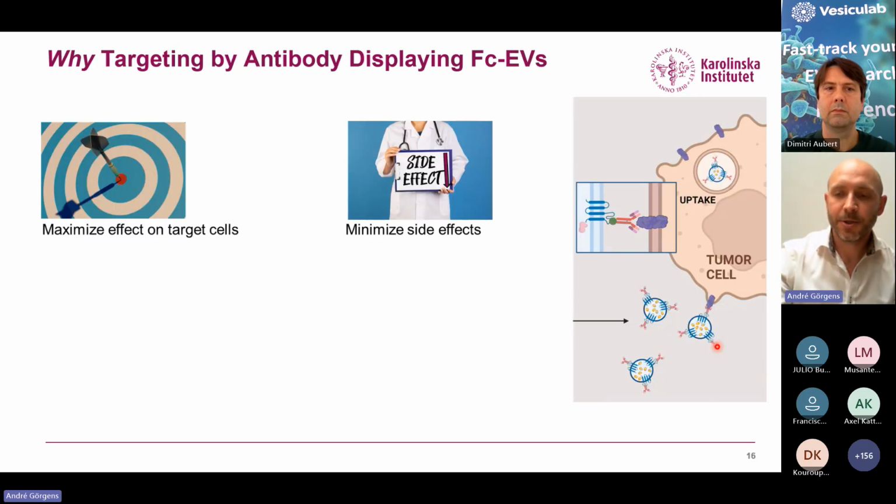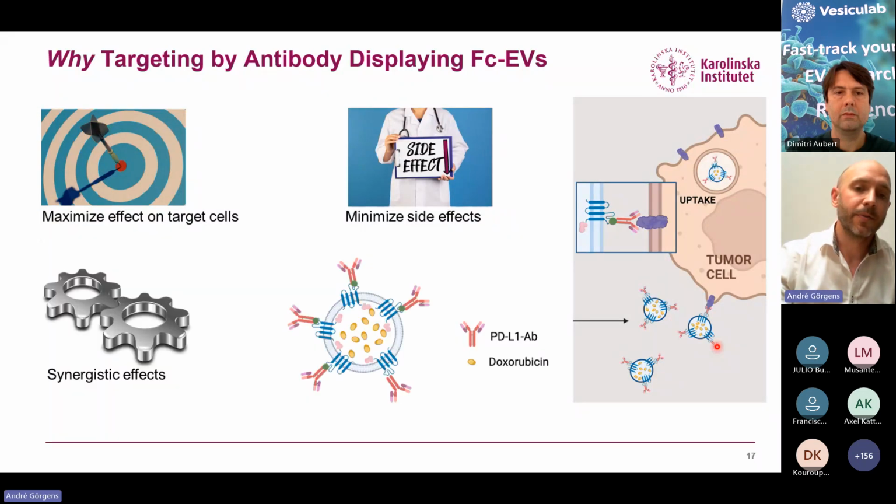So going back to the reasons why we want to do this, because I think that's important to keep in mind at all times. Of course, these are proof of concept models we're dealing with here. And targeting to start off with, the main idea of any targeted therapy is, of course, to maximize the effect and hit the bullseye of the tumor, while at the same time minimizing off-target side effects.